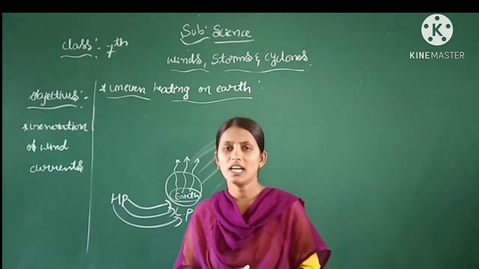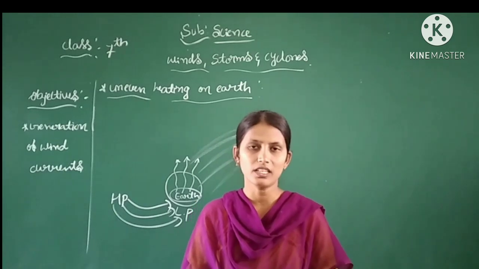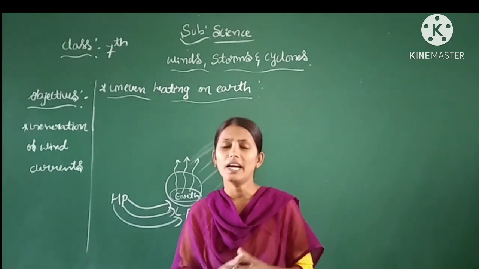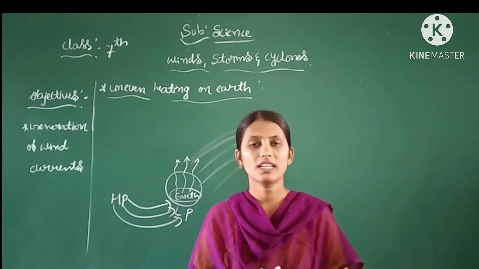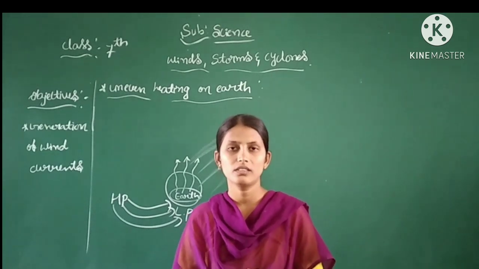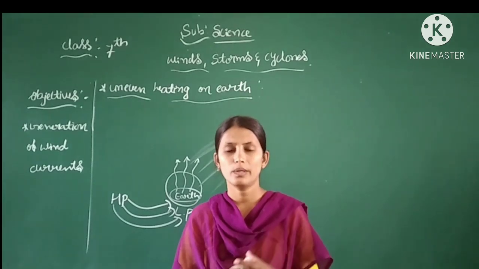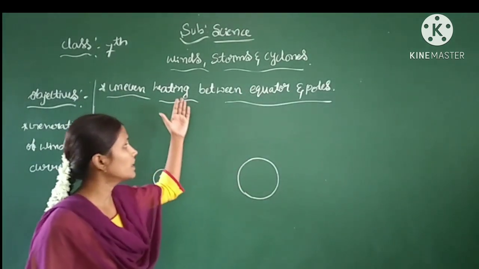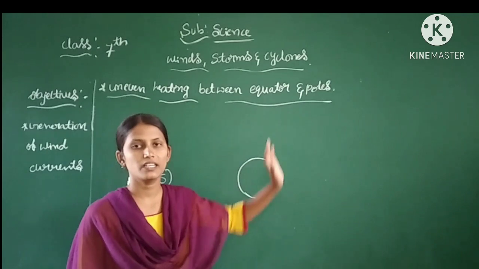Now, how does the uneven heating of the earth occur? It occurs by the uneven heating of the equator and the poles, and the uneven heating of the land and the water. Now, let us discuss one by one. Let us discuss the uneven heating between the equator and the poles.